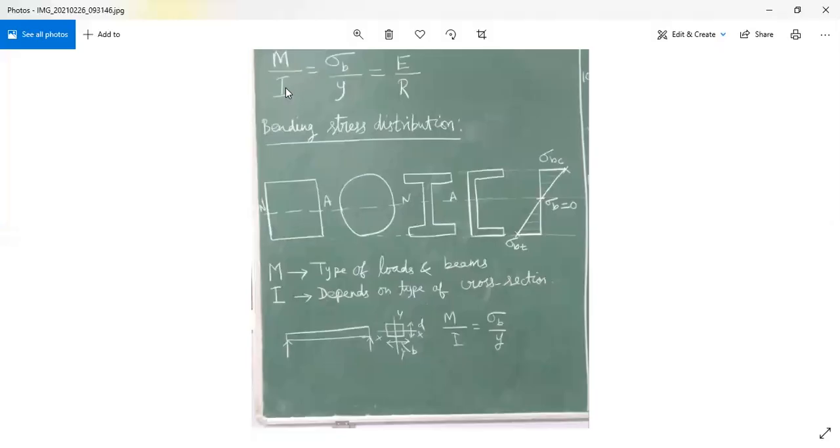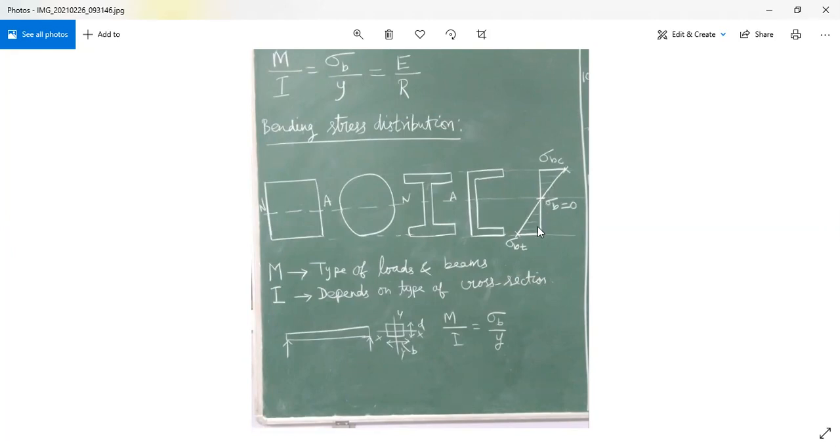So we have seen the bending stress distribution here. The bending stress expression is M by I is equal to sigma b by y is equal to E by R. And here I have drawn a few sections, which are symmetric about both the axes, and a channel which is symmetric about the x-axis. And here I have plotted the bending stress distribution.